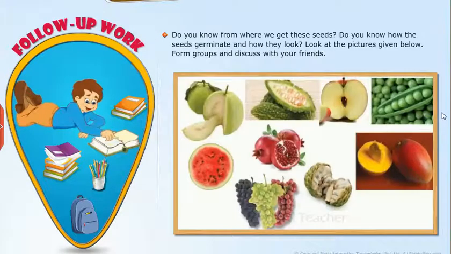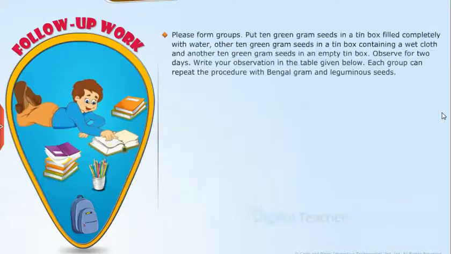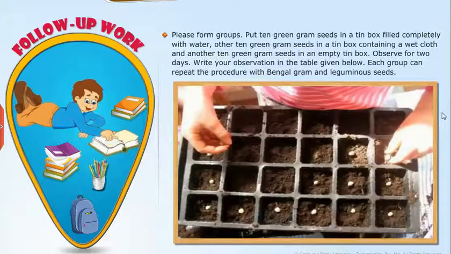Do you know from where we get these seeds? Do you know how the seeds germinate and how they look? Look at the pictures given below. Form groups and discuss with your friends. Please form groups. Put 10 green gram seeds in a tin box, fill it completely with water, other 10 green gram seeds in a tin box containing a wet cloth, and other 10 green gram seeds in an empty tin box. Observe for 2 days.